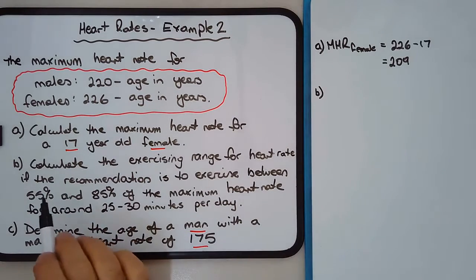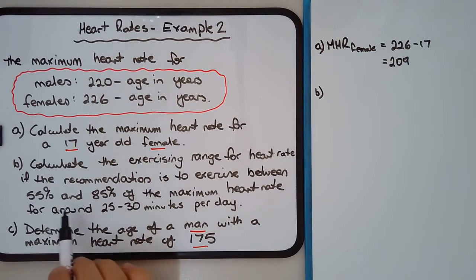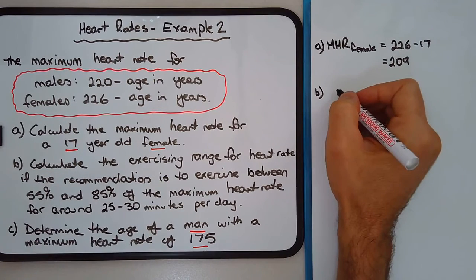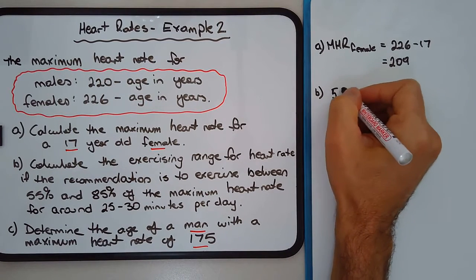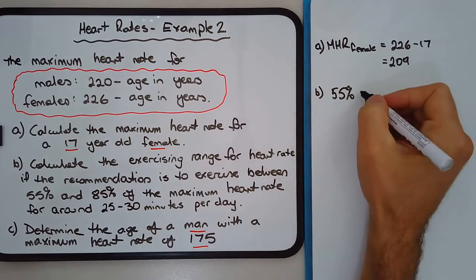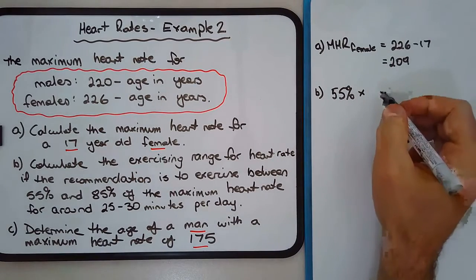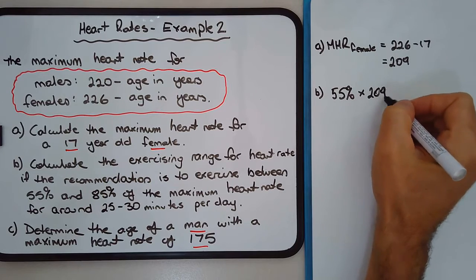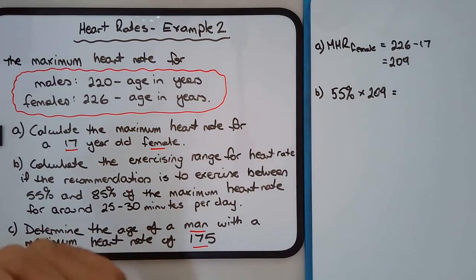For part B, calculate the exercising range for heart rate if the recommendation is to exercise between 55% and 85% of the maximum heart rate for around 25 to 30 minutes per day. We're going to use the answer for part A to help us here. What we need is to work out what the lower end of the exercising range should be, which is 55% of 209.